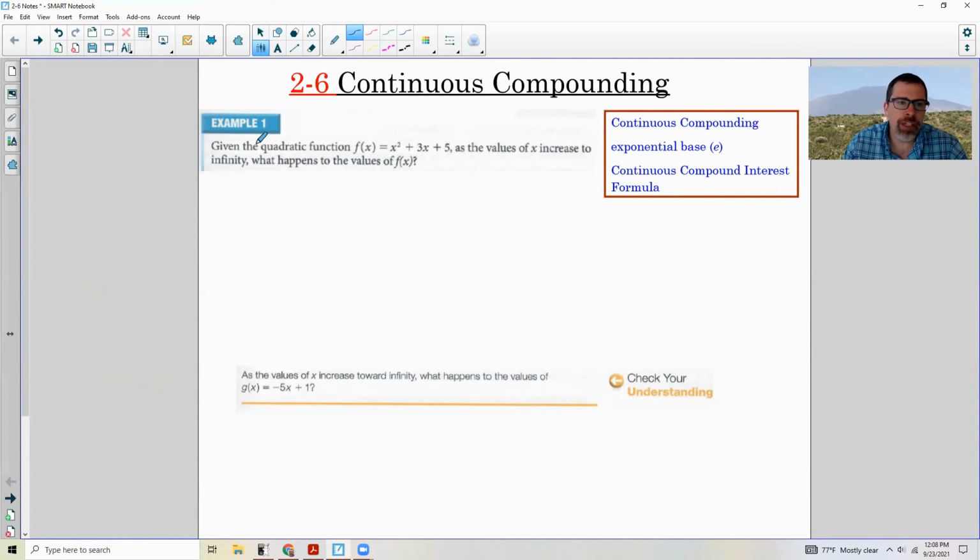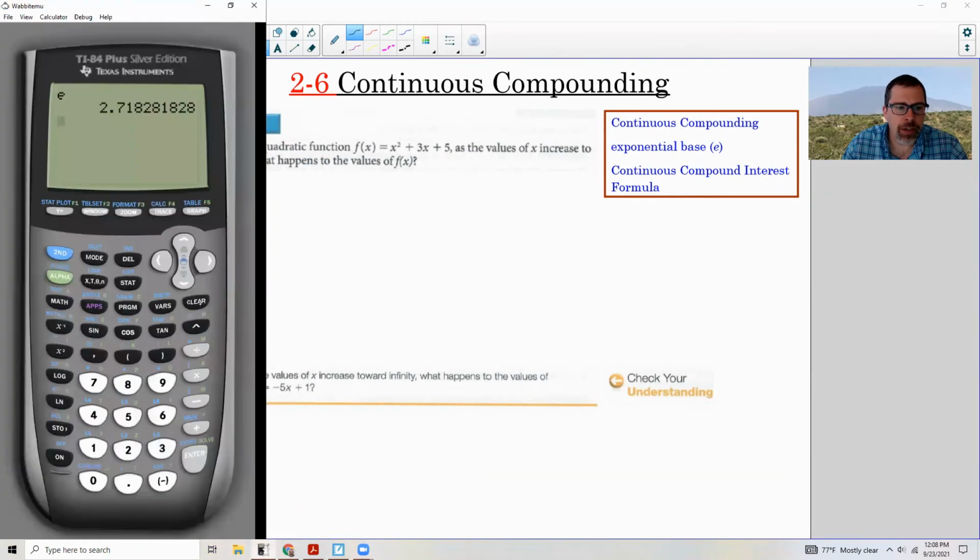So example 1 says, given the quadratic function, as the values of x increase to infinity, what happens to the value of that function? So let's just look at it in our calculator. So let me go to y equals, and I put it in right here at y equals, because if I just do it on my home screen, I've got to enter them manually every time. So how about we just put the function in y1, and then when I want to go to my graph, here's what I'll do. I'll hit second table set, and I want my independent variable to be asked, so I can plug values in myself rather than just saying 1, 2, 3, 4, 5.